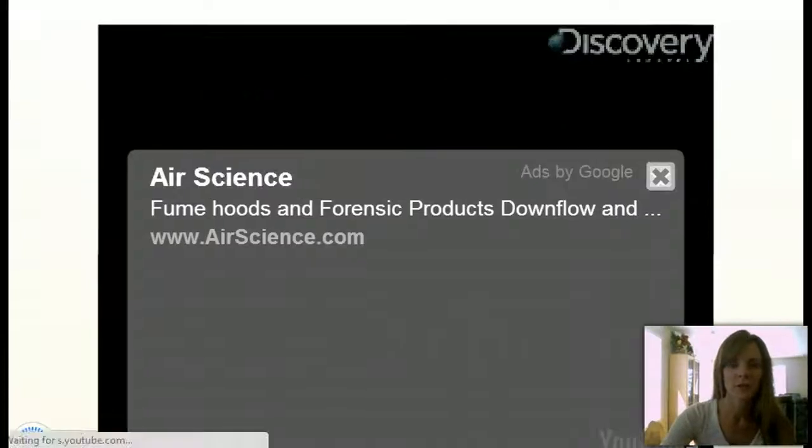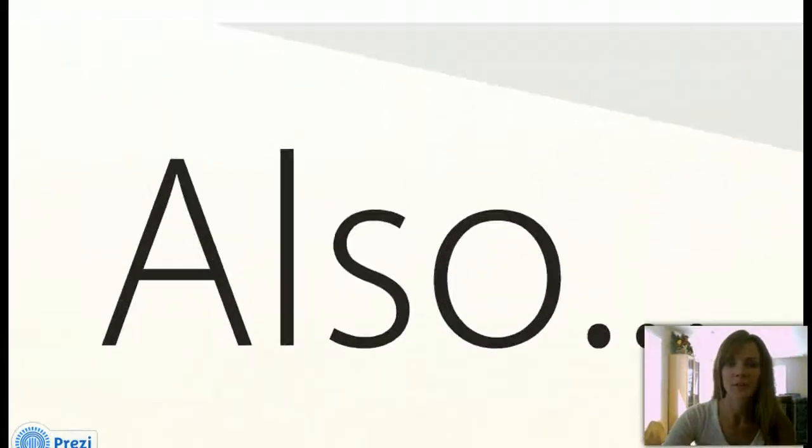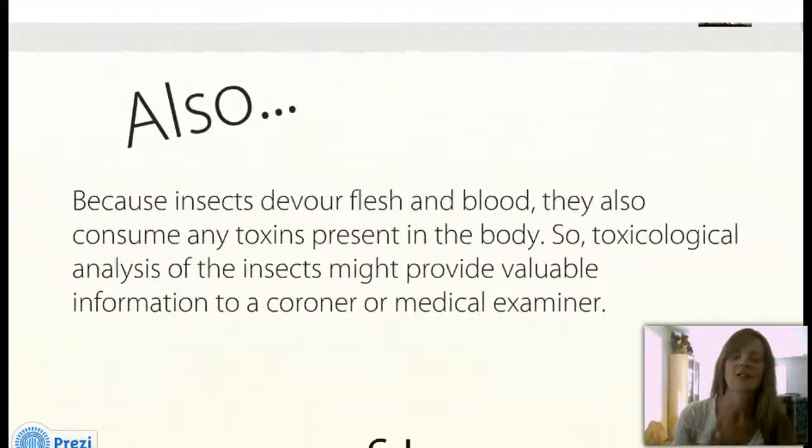So, kind of interesting, I thought. There's some good stuff to know about the forensic entomologist. On that note, because insects devour flesh and blood, they also consume anything that's in the body, so toxins. If there are any drugs, that bug is going to have that within them. So toxicological analysis of the insects might also provide some valuable information to the coroner or the medical examiner to help with further evidence on what happened.